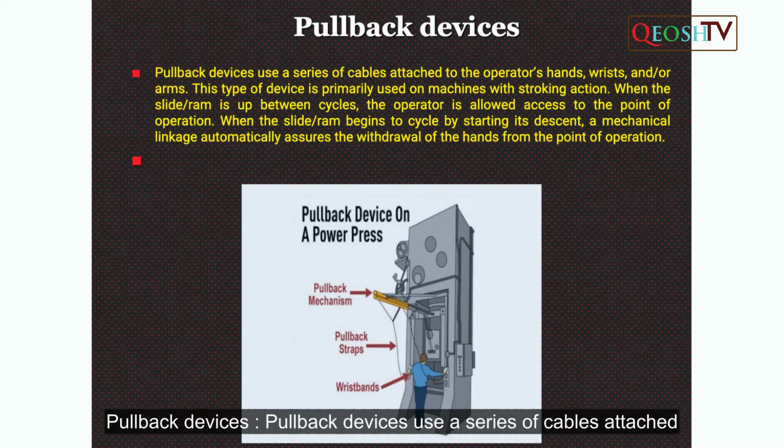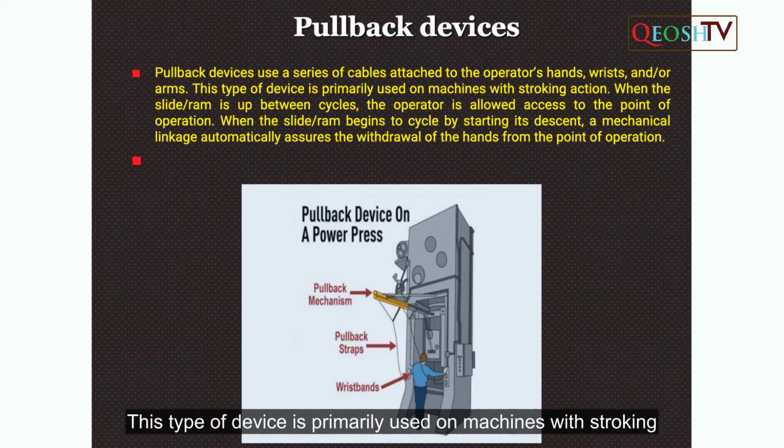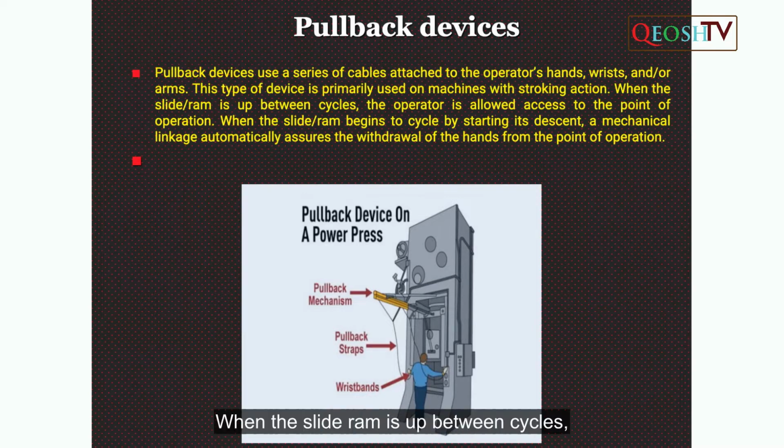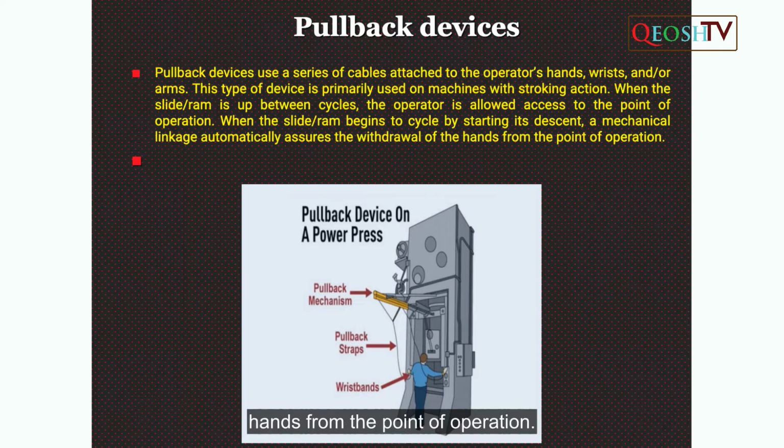Pullback devices. Pullback devices use a series of cables attached to the operator's hands, wrists, and/or arms. This type of device is primarily used on machines with stroking action. When the slide ram is up between cycles, the operator is allowed access to the point of operation. When the slide ram begins to cycle by starting its descent, a mechanical linkage automatically assures the withdrawal of the hands from the point of operation.